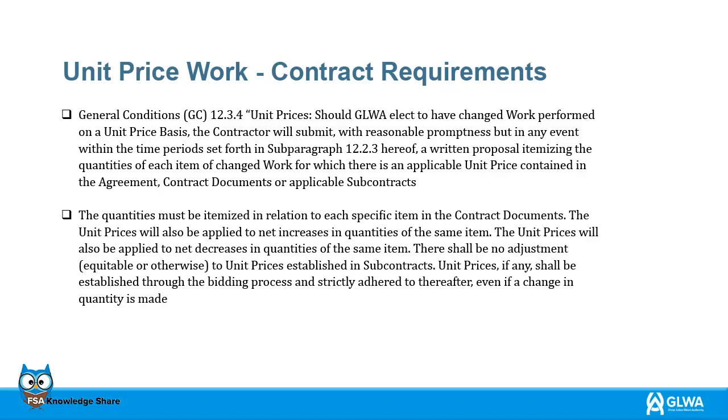The quantities must be itemized in relation to each specific item in the contract documents. The unit prices will also be applied to net increases in quantities of the same item. The unit prices will also be applied to net decreases in quantities of the same item. There shall be no adjustment, equitable or otherwise, to unit prices established in subcontracts. Unit prices, if any, shall be established through the bidding process and strictly adhered to thereafter, even if a change in quantity is made.